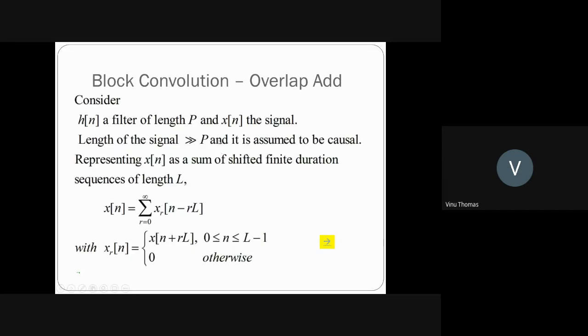Now we will also make the assumption that the signal is a causal signal, which means you are making your observations from n equal to 0 onwards. So we will represent x of n as a sum of shifted finite duration sequences of length L like this. We will go to the figure first and then come back to the equation.